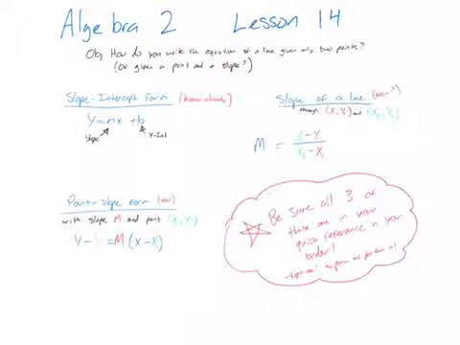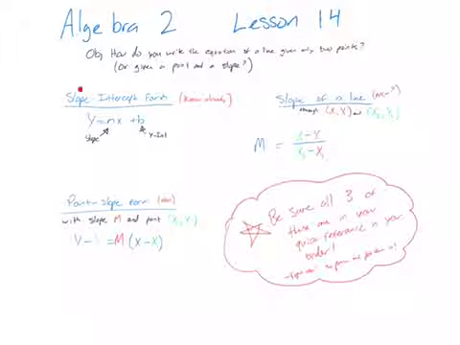This is lesson 14, and our objective is how do you write the equation of a line given only 2 points or given a point and a slope, which is actually easier than given 2 points. In order to do that, we just need to do a quick review.